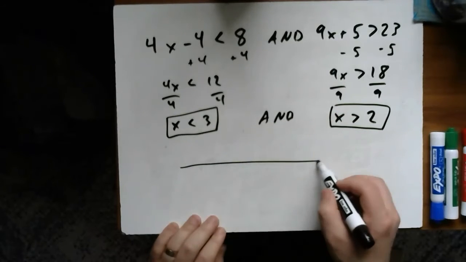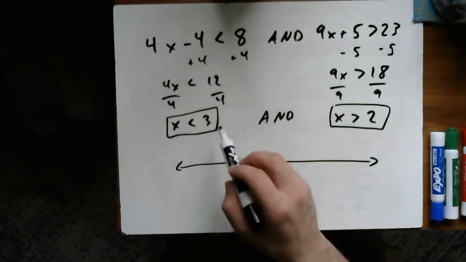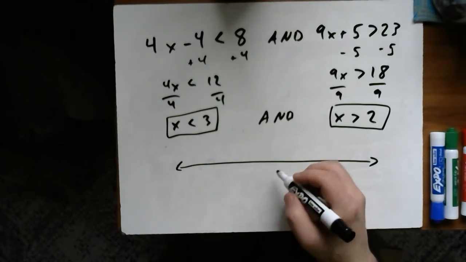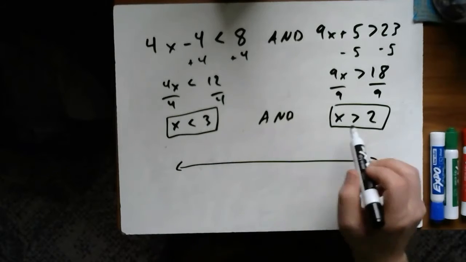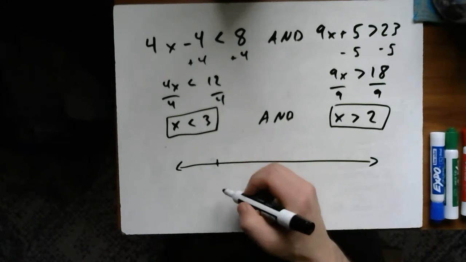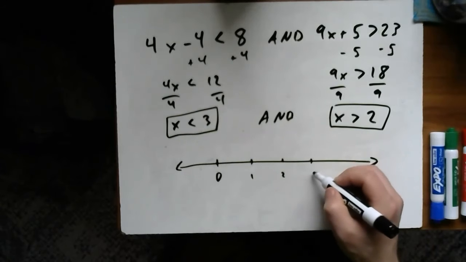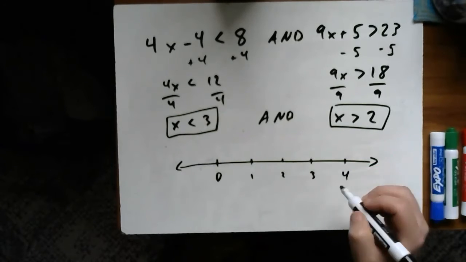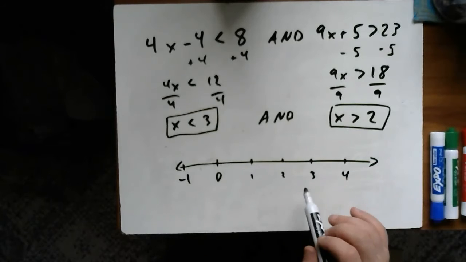Now graphically, we should be able to express a solution both algebraically and graphically. Well, let me write out this number line. Notice I'm dealing with the numbers 3 and 2. Those are important numbers. So I'm going to put 0 over here, 1, 2, 3, 4. I'll put in -1. This number line has kind of in the middle the numbers I need to deal with.